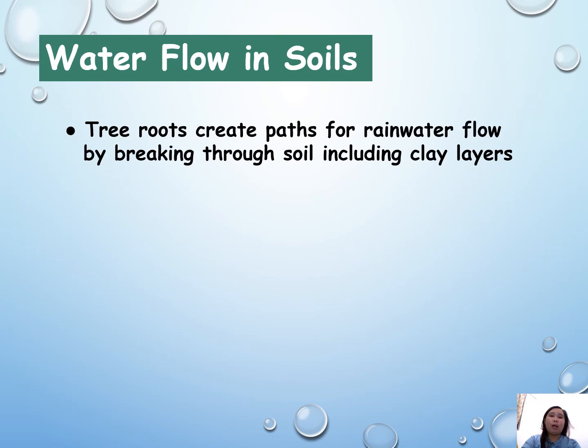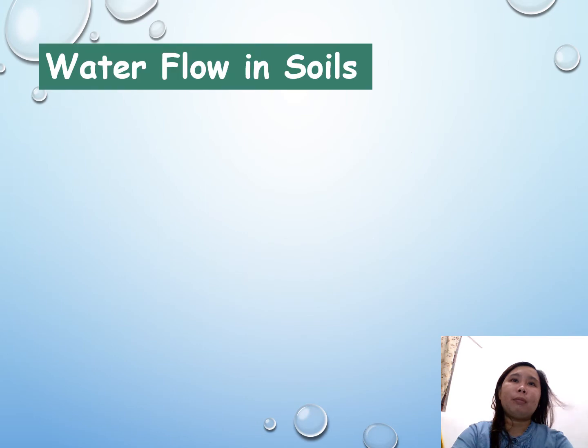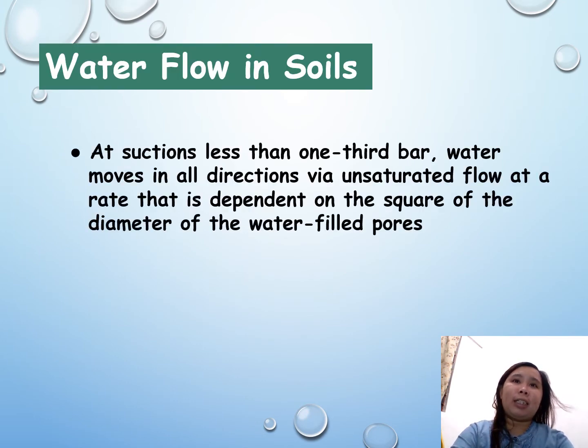Tree roots can also help in water flow in the soil. Tree roots create paths for rainwater flow by breaking through soil, including the clay layers. And once soil is completely wetted, any more water will move downward, or percolate, carrying with it clay, humus, and nutrients, primarily the cations, out of the range of plant roots and resulting in acid soil conditions. And at suctions less than 1/3 bar, water moves in all directions via what we call unsaturated flow, at a rate that is dependent on the square of the diameter of the water-filled pores.